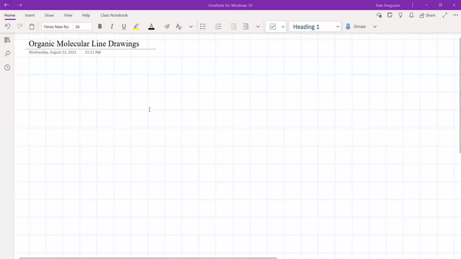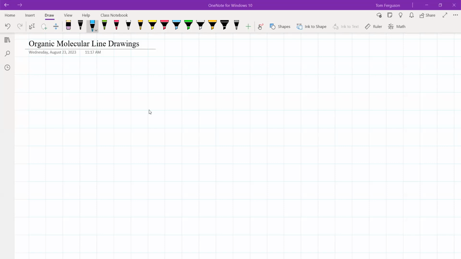Now let's go over to OneNote. Okay, so let's jump into molecular line drawings. Organic chemists and biochemists, I've mentioned this before at the end of the lecture last week.